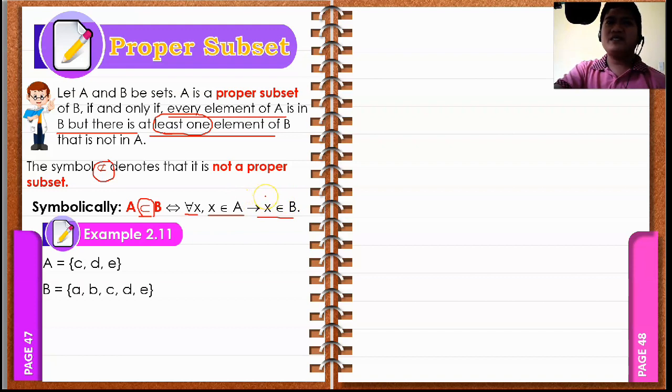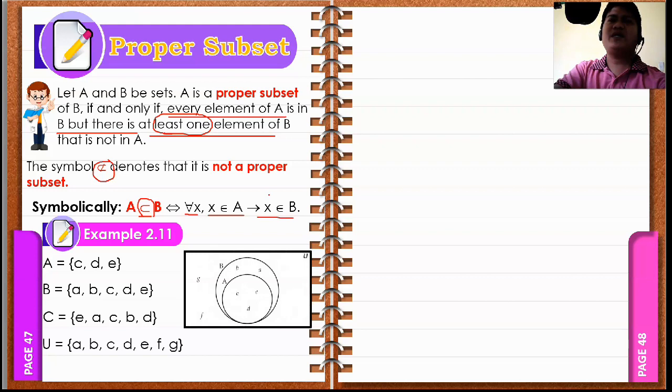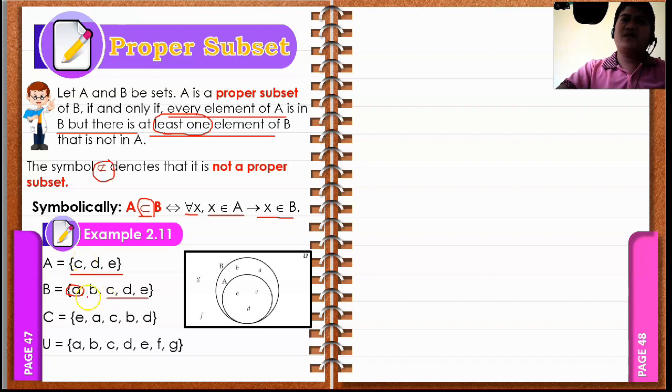So let's have an example. A is CDE, B is ABCDE, C is AECBD, then our universal set is ABCDEFG. As you can see, A is a proper subset of B. We have CDE, and we have at least one element of B which is not found in set A: element A, and also B. Therefore, A is a proper subset of B because all elements of A are in B, and there is at least one element of B that is not in A.